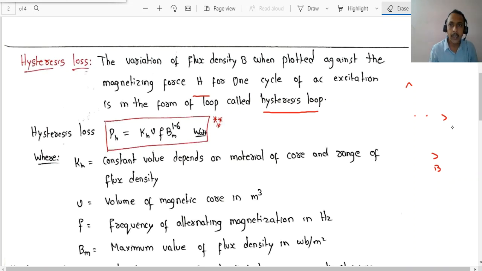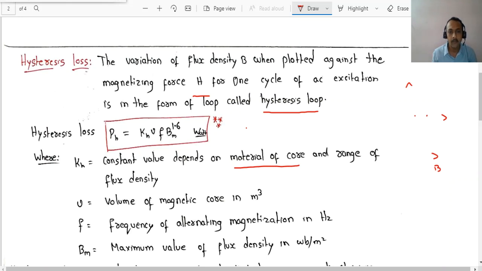Now this loss, hysteresis loss, is given by the formula Ph equal to Kh V f Bm power 1.6. Very, very important. Many times this formula will be asked in objective exams also. It is directly proportional to the frequency and Bm power 1.6. In this formula, Kh represents a constant value which depends upon the material of the core, and V indicates the volume of the magnetic core.